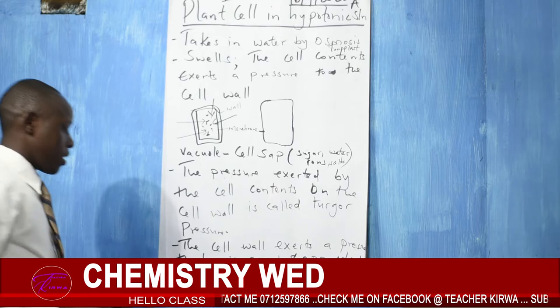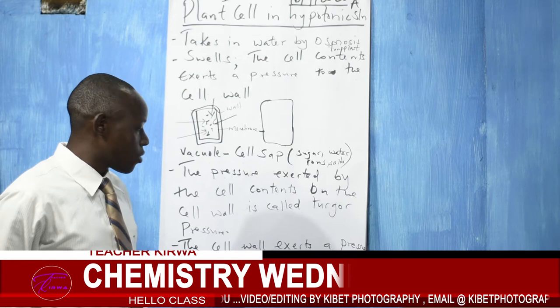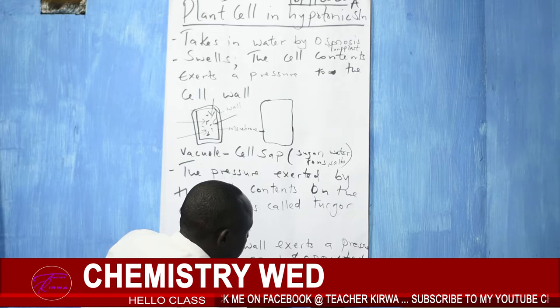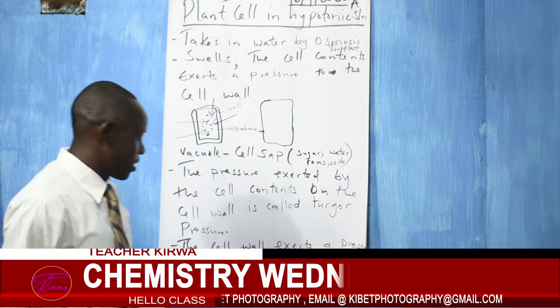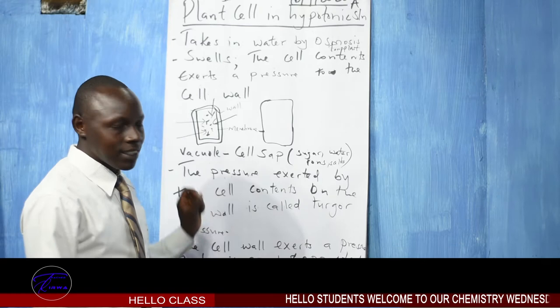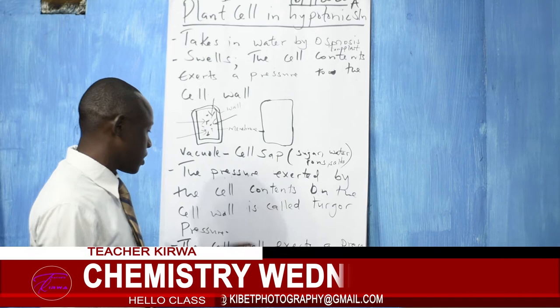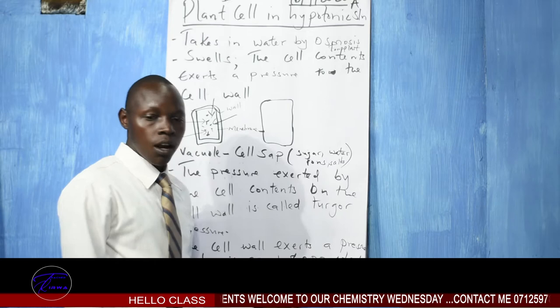The cell wall exerts back a pressure that is equal and opposite to turgor, called wall pressure. I hope I am writing well for you to see. So turgor pressure is exerted by the tonoplast, the vacuole, the cell membrane, towards the cell wall. Now the cell wall exerts back a pressure, equal and opposite to turgor, called wall pressure.